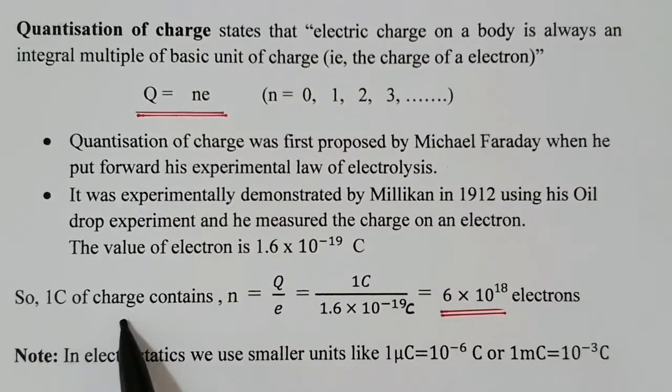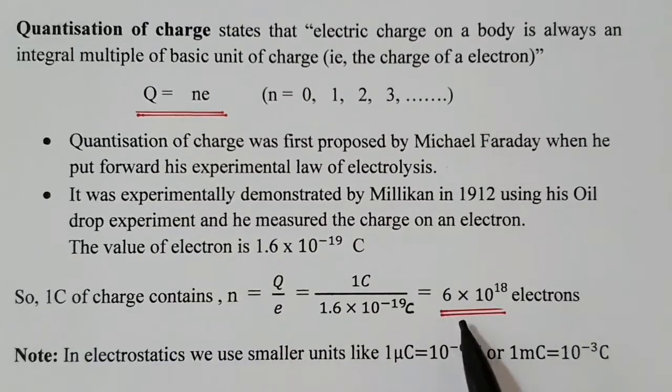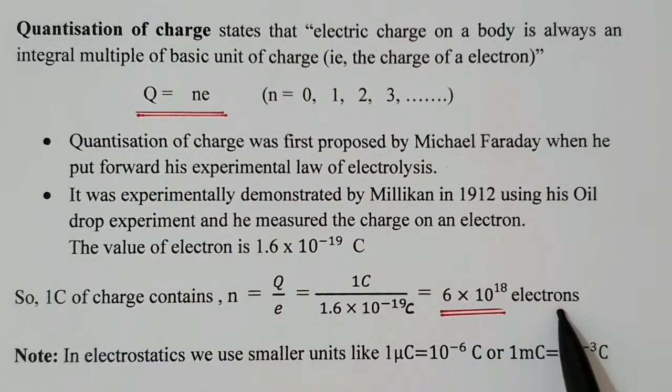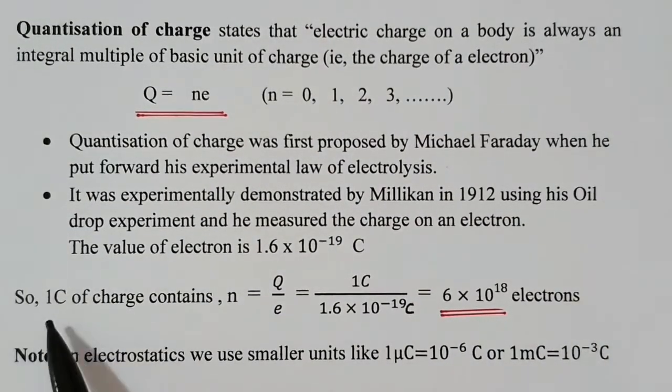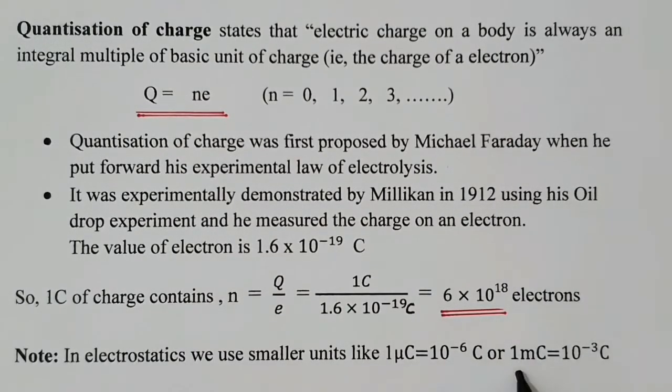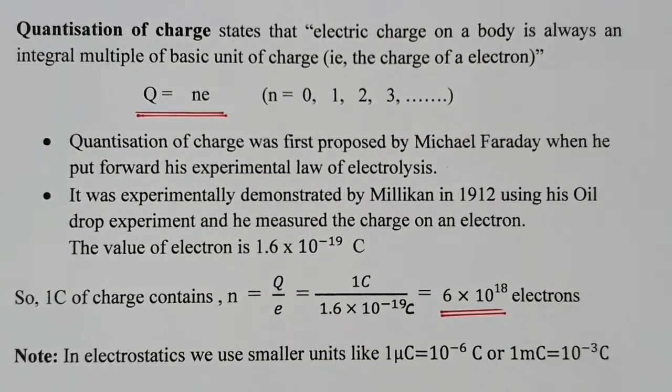So 1 coulomb of charge contains n equal to 6 into 10 raised to 18 electrons, which is a very large number. So in electrostatics, we seldom use such large units. We often use smaller units like 1 microcoulomb or 1 millicoulomb charges.